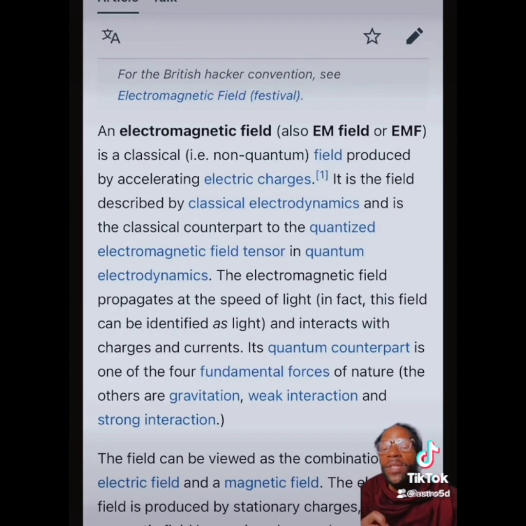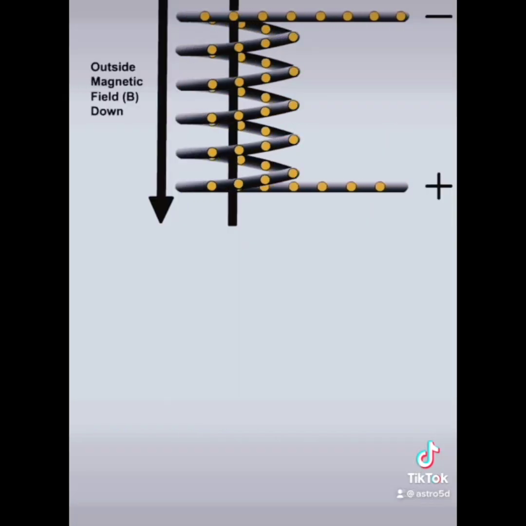Okay, real quick, let's go over electromagnetic field, or EMF. An electromagnetic field, or EMF, is a classical field produced by accelerating electric charges. It is the field described by classical electrodynamics and is the classical counterpart to the quantized electromagnetic field tensor in quantum electrodynamics. The electromagnetic field propagates at the speed of light and interacts with charges and currents. Outside magnetic field down, inside up.